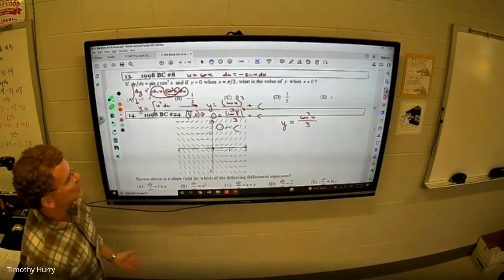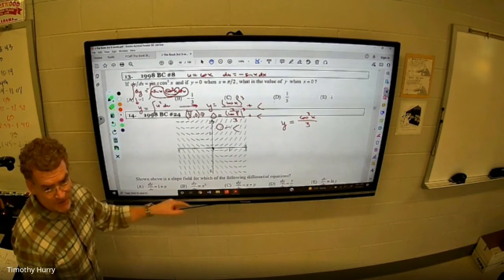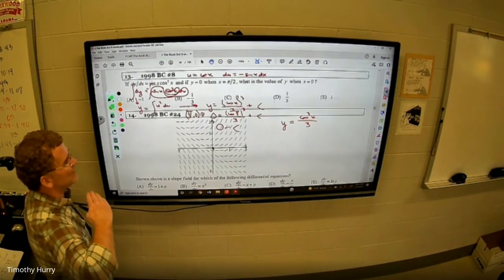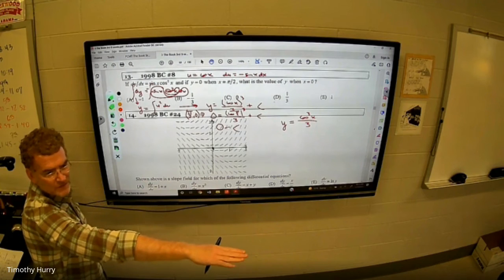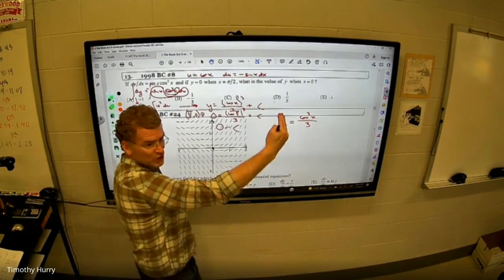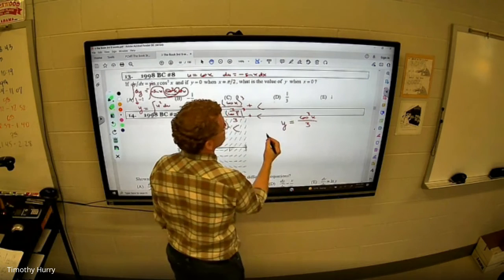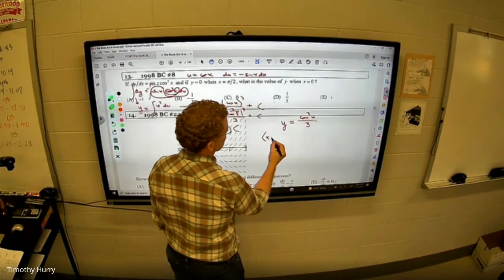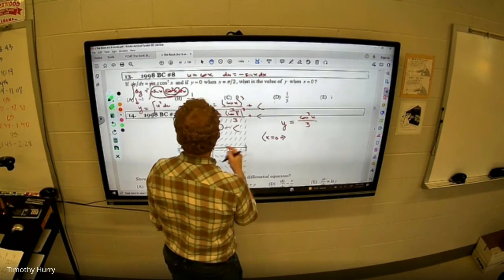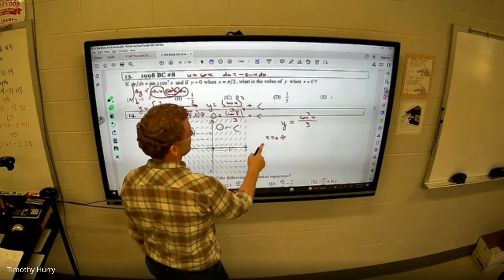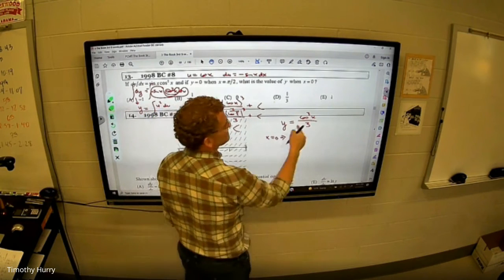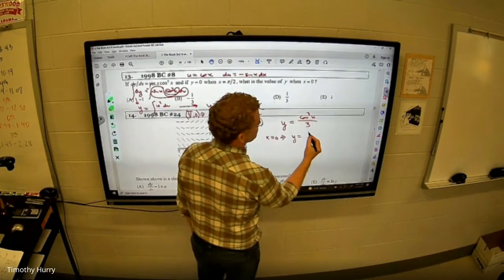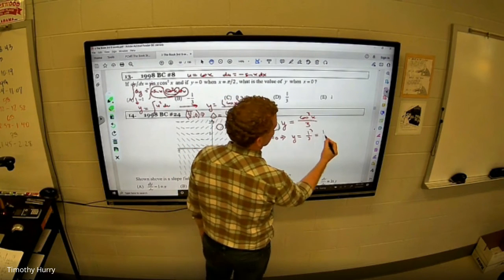And then it says, what's the value of y when x is 0? Well, what happens when x is 0? It's 1. 1 cubed is 1. So when x is 0, I get y equals 1 cubed over 3, or 1/3.